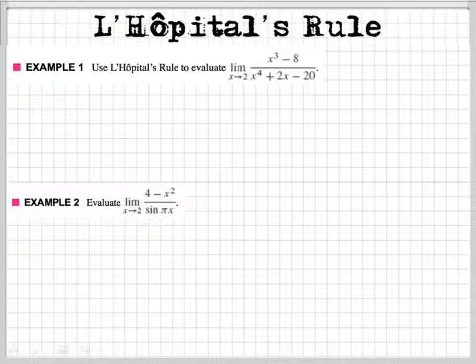Taking the limit of this. Now, when you go to take a limit, make sure that you always test it. This is the limit as x approaches 2. If we wanted to find that limit, you just plug in the 2 to all your x values and see what you get.